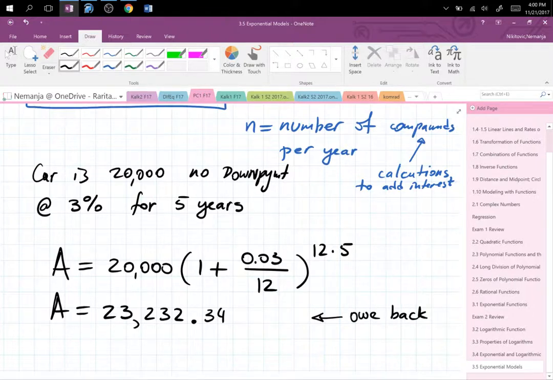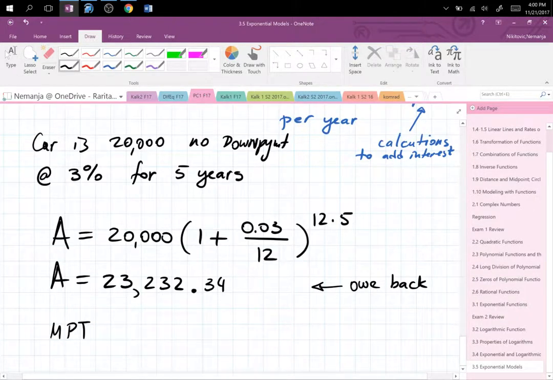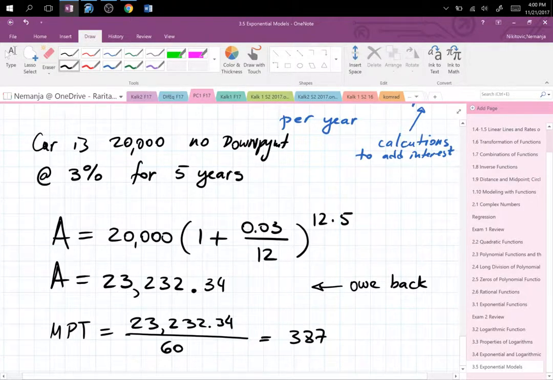Now, from this point on, you know how much you owe back. You can divide that into payments, because you will be paying back monthly, and you can calculate your monthly payment, MPT, of $23,232.34 divided by 60. Yep, $387.21. Perfect. So that's your monthly payment for the car.